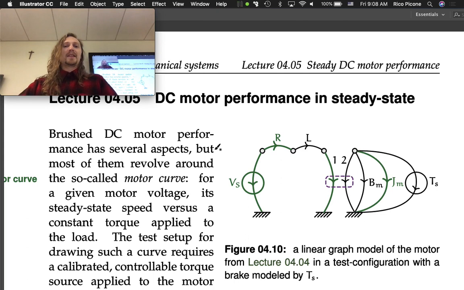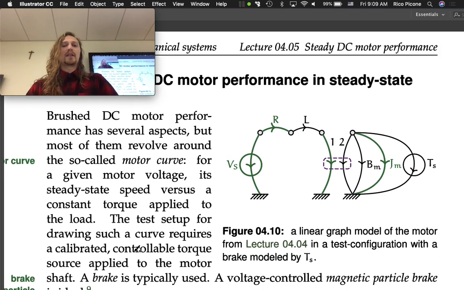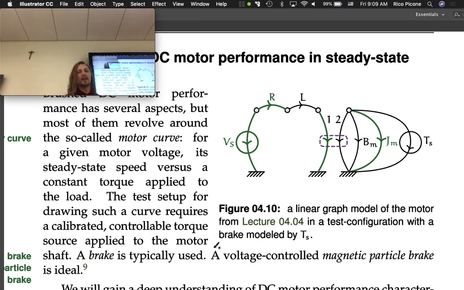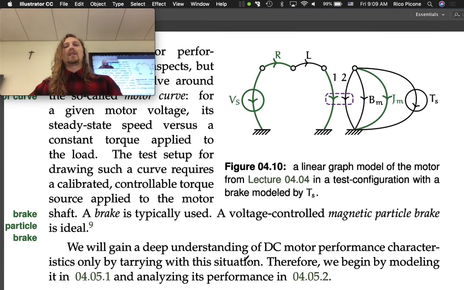Brushed DC motor performance has several aspects, but most of them revolve around the so-called motor curve. A motor curve is, for a given motor voltage, its steady state speed versus a constant torque applied to the load. The test setup for drawing such a curve requires a calibrated, controllable torque source applied to the motor shaft. A brake is typically used. A voltage-controlled magnetic particle brake is ideal. That would be the best way to get this motor curve.